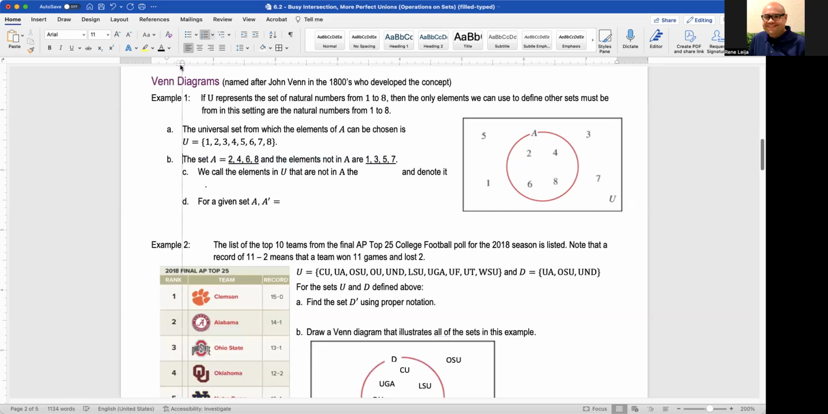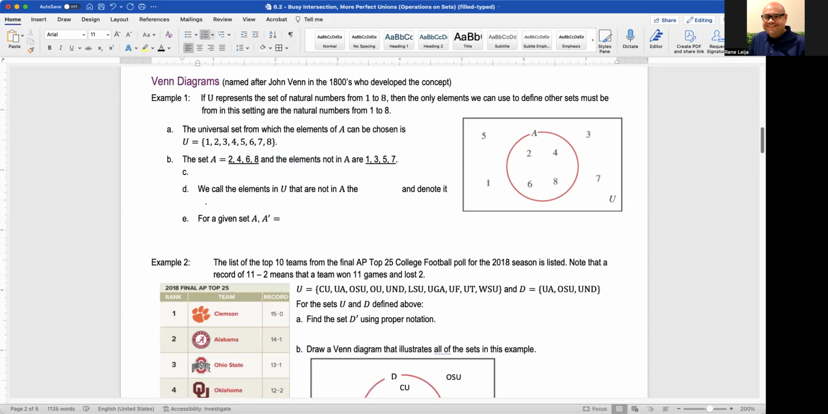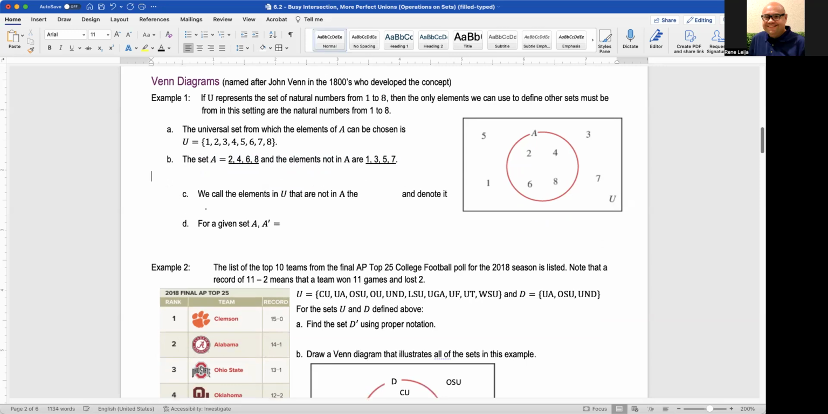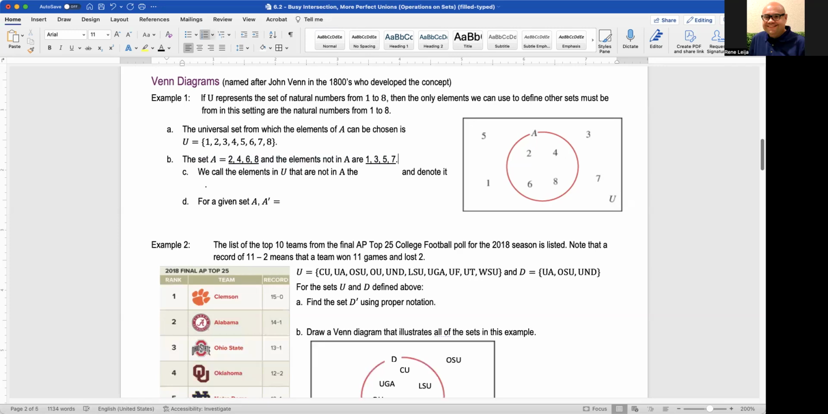Okay, so part A was just listing the sets. The next one, for part B, is going to be the set A. If we look at our Venn diagram, the set A, look at what's inside our circle. It's just the numbers 2, 4, 6, and 8, which are our even numbers.